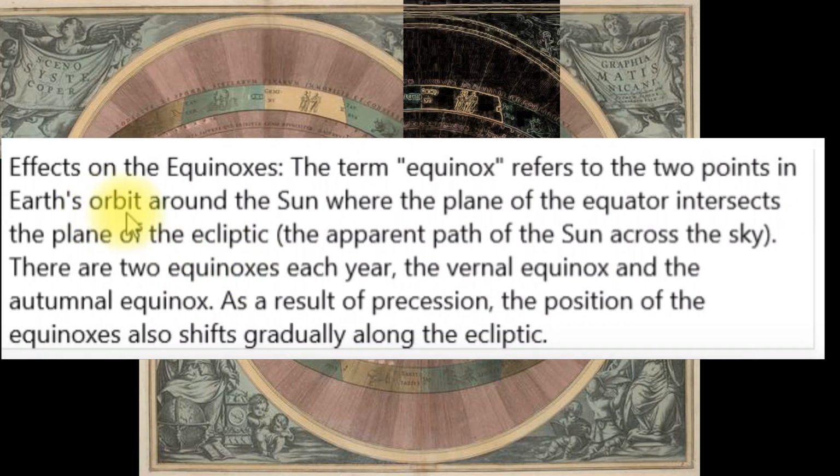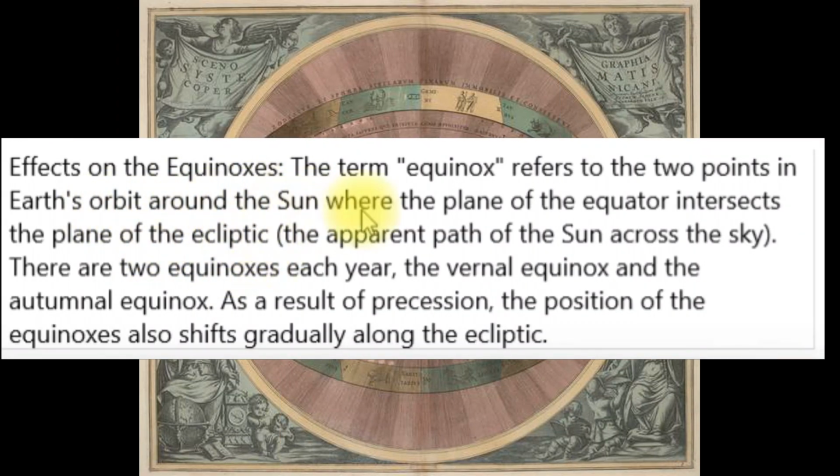The effects on the equinoxes. The term equinox refers to 2 points in the Earth's orbit around the Sun where the plane of the equator intersects the plane of the ecliptic, the apparent path of the Sun across the sky. There are 2 equinoxes each year, one in the spring and one in the autumn.